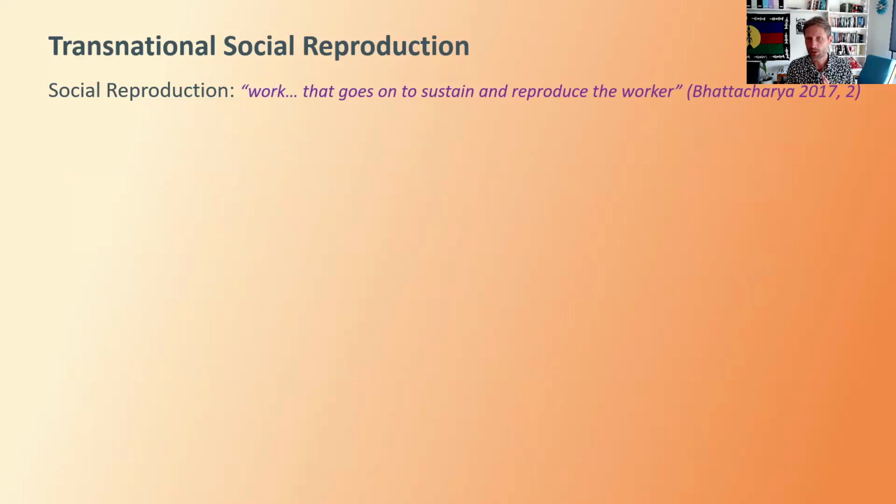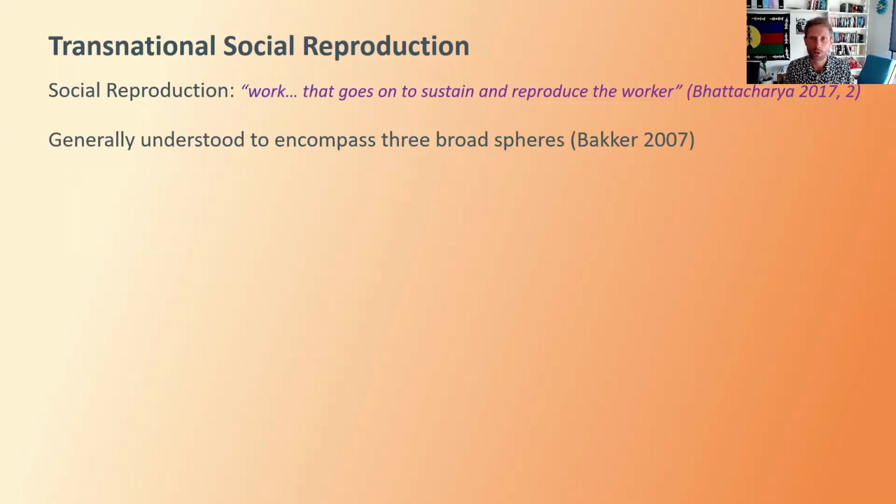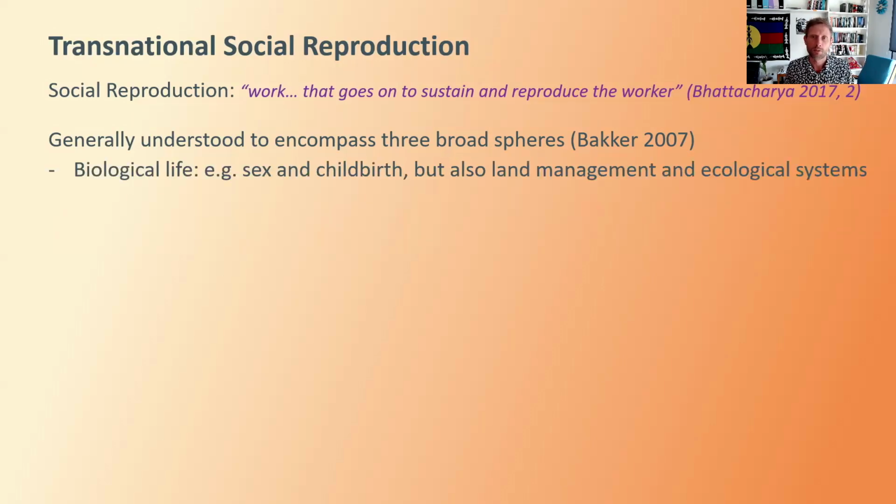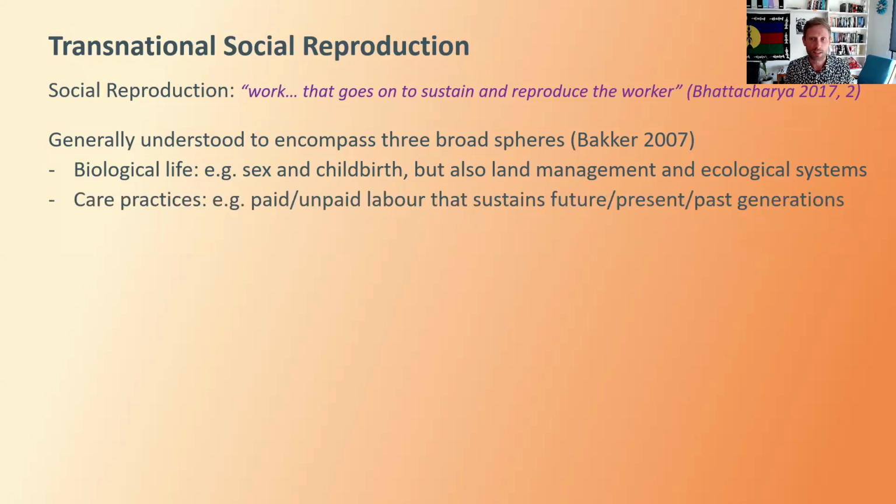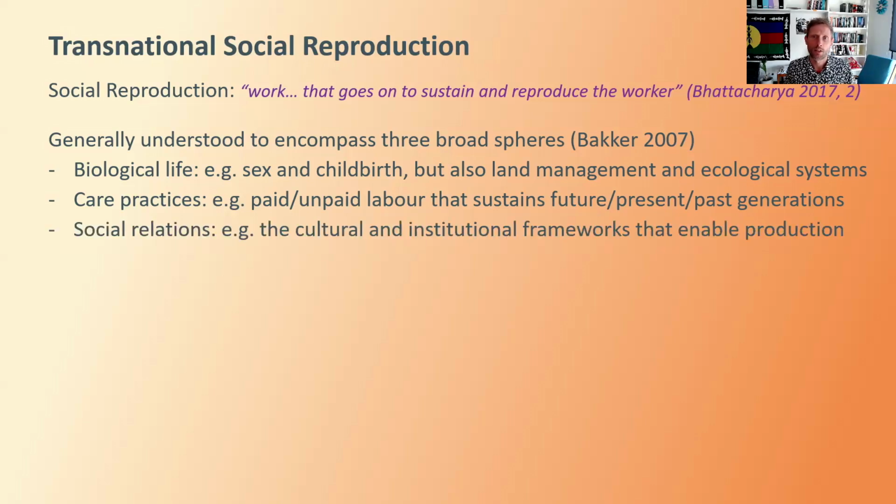So what I'm trying to do in order to articulate this is to think about a concept of transnational social reproduction. As most people are probably familiar with, social reproduction could be thought of as the work that goes on to sustain and reproduce the worker themselves, and is generally understood to encompass three broad spheres of reproduction: that relating to biological life, like sex and childbirth, but also land management and the preservation of ecological systems; care practices, like the paid and unpaid labor that sustains future, past, and present generations; and social relations, which are effectively the cultural and institutional frameworks that enable production.